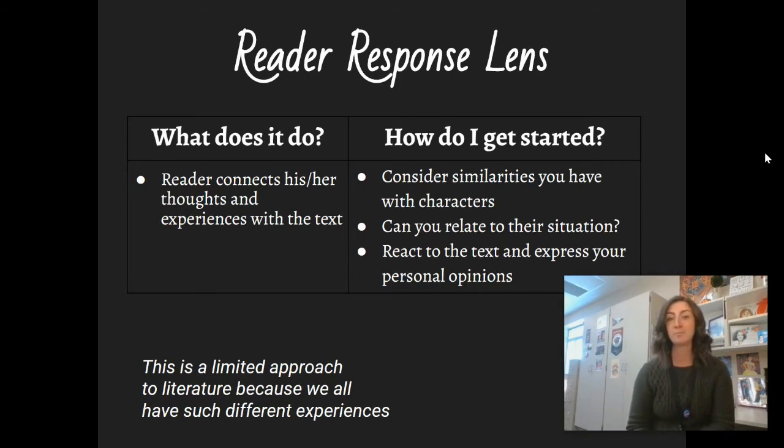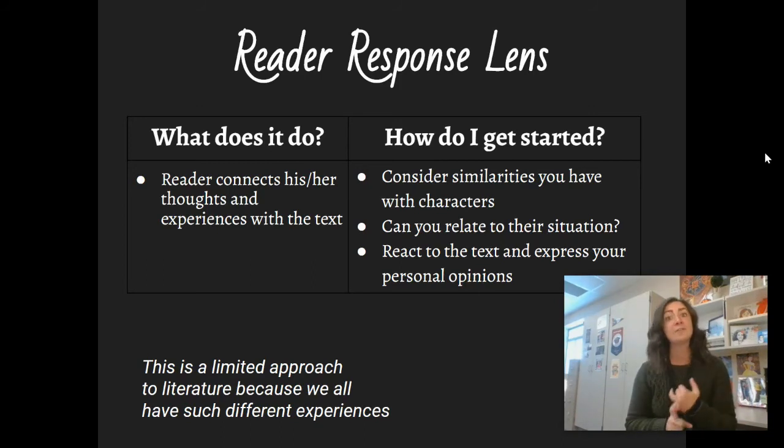So your reader response might be similar to your friends or your parents, but it might be different as well. Now, looking at the questions on the right-hand side, often students shut down when they see these questions because they think of a book like Hunger Games. What do I have in common with the characters? Well, nothing. I've never been asked to go into an arena and kill children. Well, no, of course you haven't, or I hope you haven't.